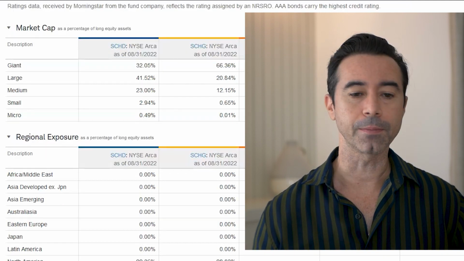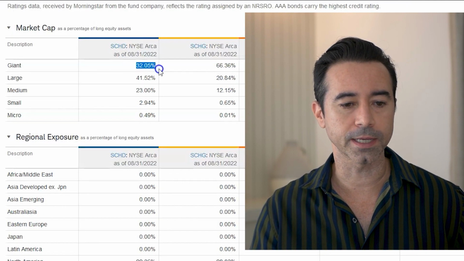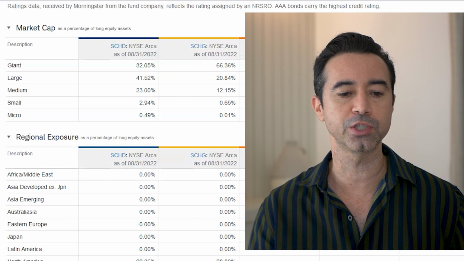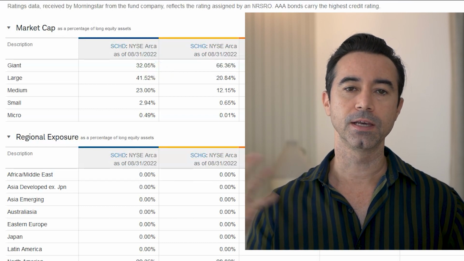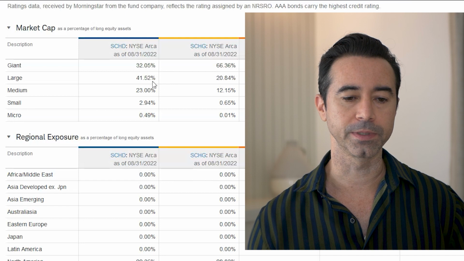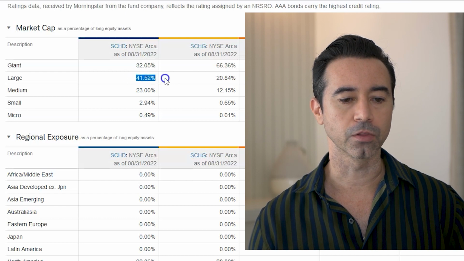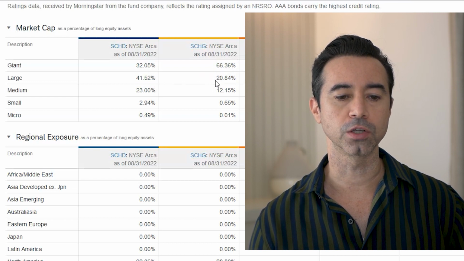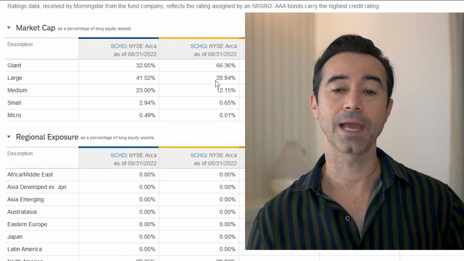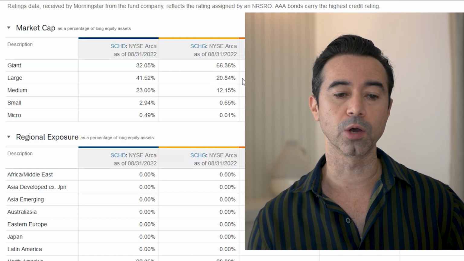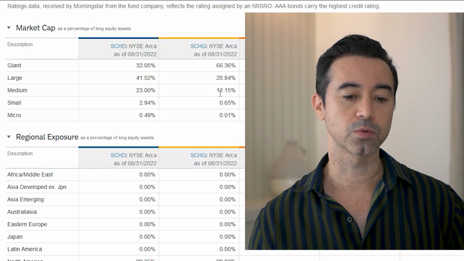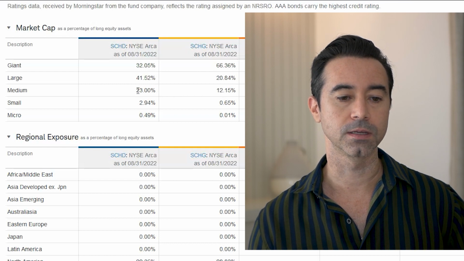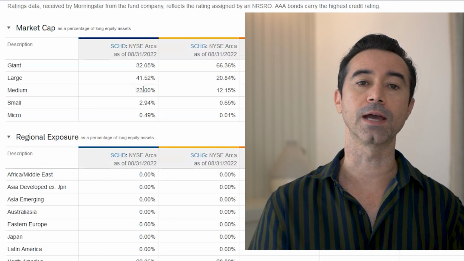And then in terms of market cap, like we were talking about before, so giant market caps, SCHD 32%, SCHG 66. So SCHG, you're going to get a bigger, larger type of company as the average company in there. And then large, of course, SCHD 40, and then SCHG 20. So the top two, the giant and large, is over 85% of the portfolio of SCHG, and then only 12 in medium. And of course, SCHD has 23. So more in the large/medium blend probably for SCHD.